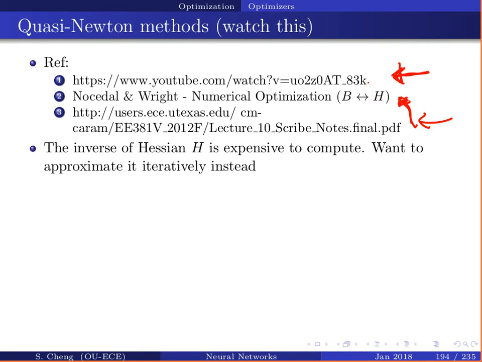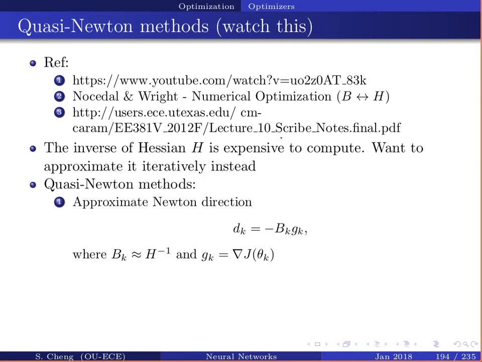So therefore I won't stick to the notation. Instead I will just say the Hessian is H, and the inverse Hessian is B. The main idea is pretty simple. So you have a quasi-Newton method.